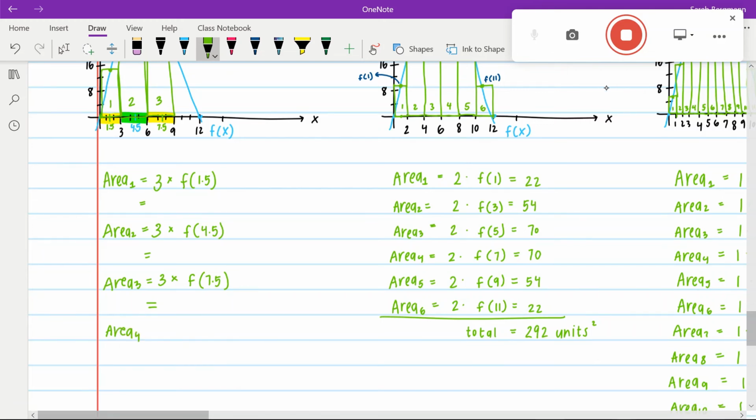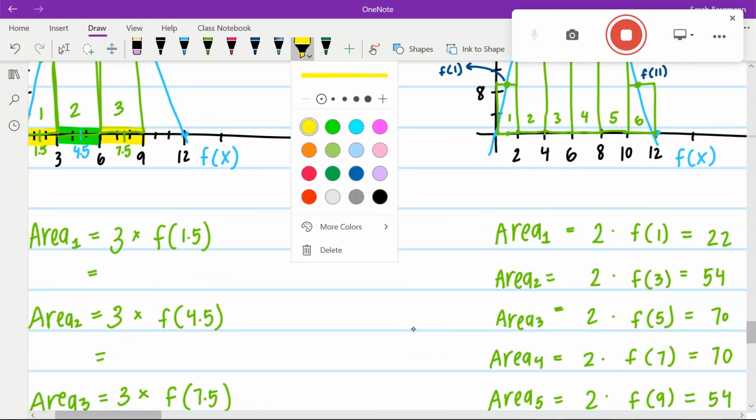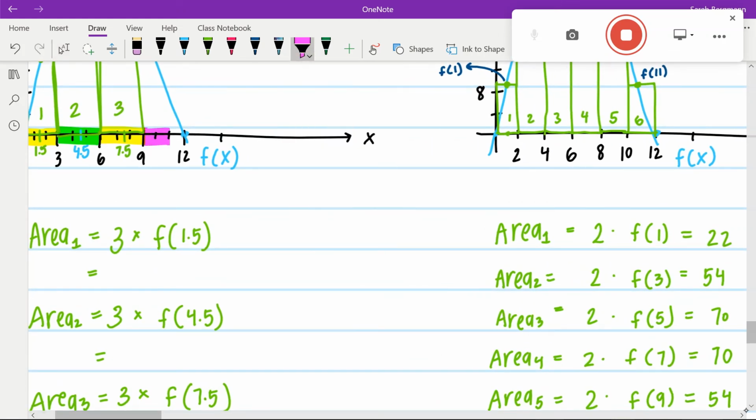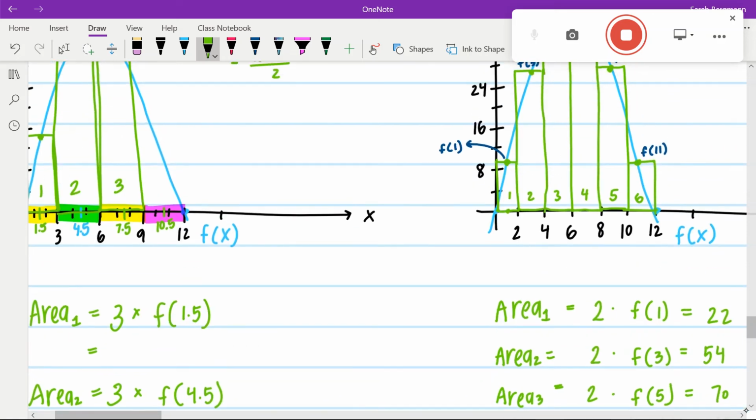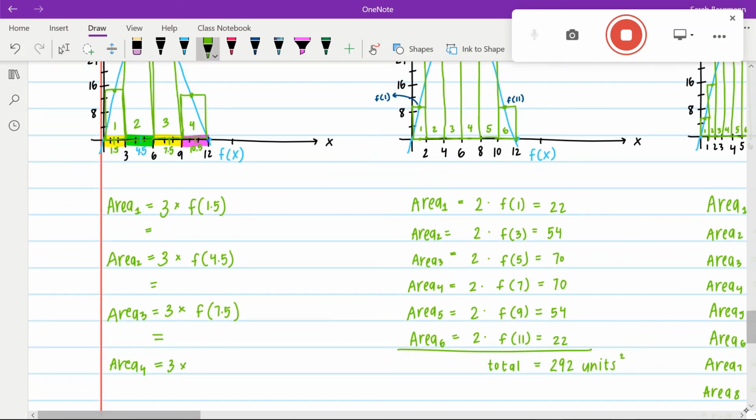And finally, for my fourth rectangle, I am trying to place a rectangle between 9 and 12. The midpoint between 9 and 12 would be 10.5. So I'll just estimate. That looks like it goes to about here. So let's draw that rectangle in. There's my fourth rectangle. To find the area of the fourth rectangle, the width is still 3. The height is whatever I get when I plug in 10.5 to my equation.